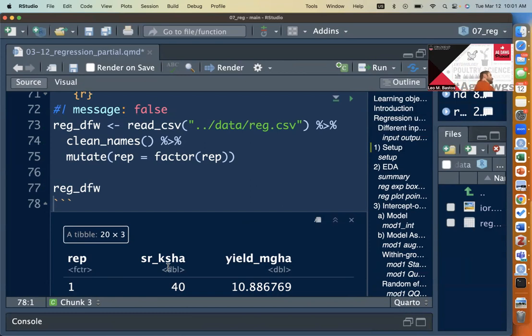And again, notice here on the previous exercises, we had nitrogen rate and potassium rates that were also interpreted by R as numerical.